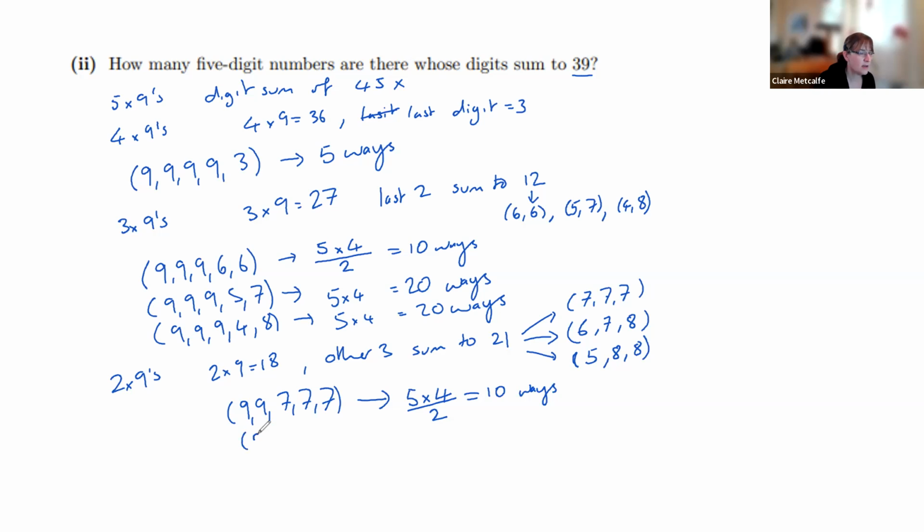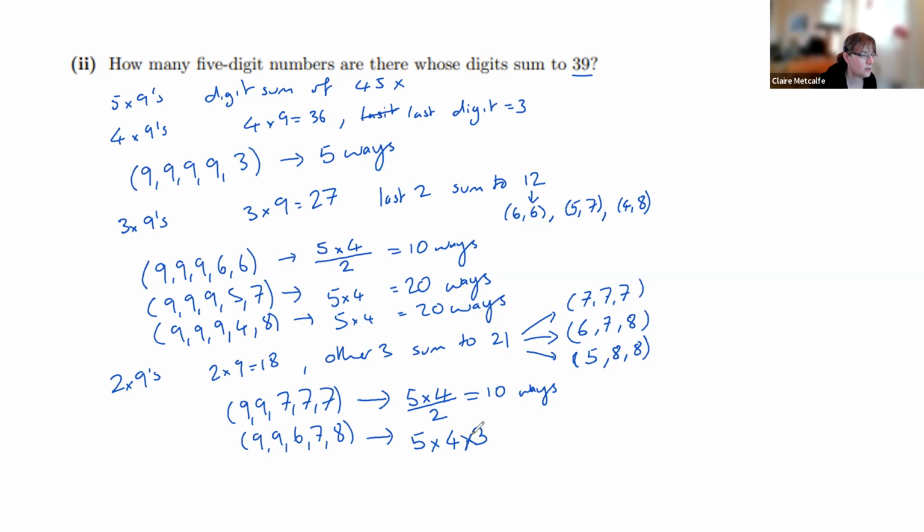If we have 9, 9, 6, 7, 8, okay, I'm going to consider placing the 6, 7, and 8 first. So I've got 5 places to put the 6. I've got 4 places I can then put the 7. I've got 3 places to put the 8.